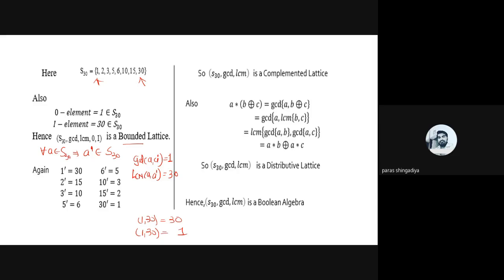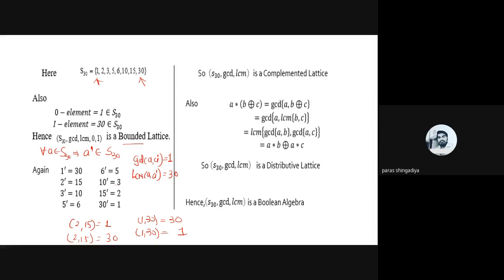Next number is 2. For 2, which number is suitable? The GCD with this number should be 1 and the LCM should be 30. So 2 dash, what is the answer? That is equal to 15. Clear? Why? Because if you consider the pair 2 and 15, the GCD of 2 and 15 has no common divisor except 1, so the answer is 1. And the LCM of 2 and 15 is equal to 30, the product of these two numbers. Clear? So 2 dash equals 15 and 15 dash equals 2. Similarly 3 dash equals 10, because the GCD of 3 with 10 is equal to 1 and the LCM of 3 with 10 will be 30.